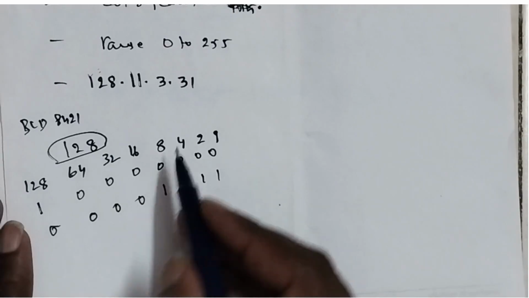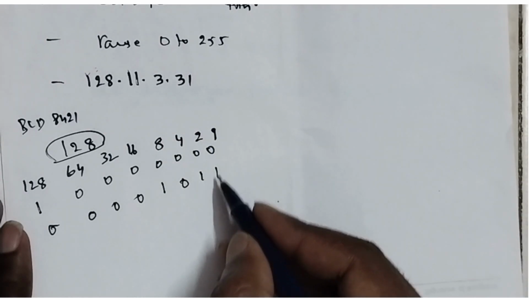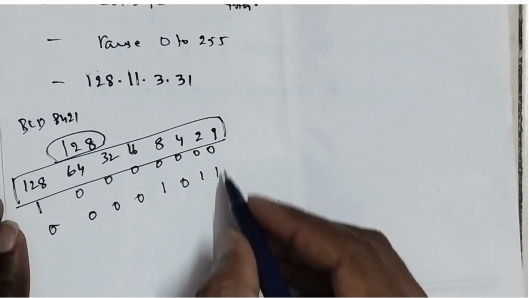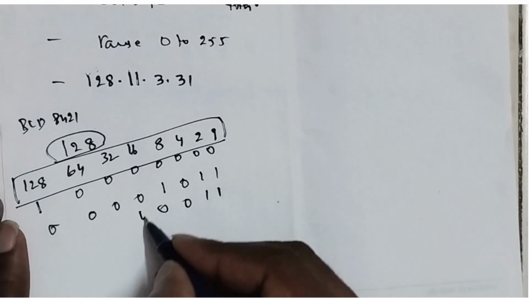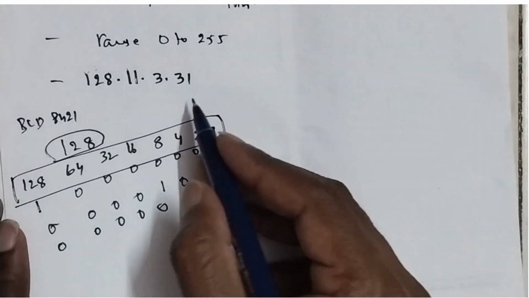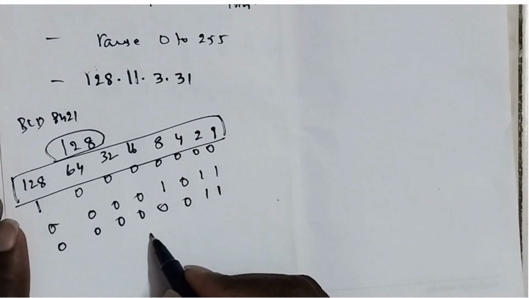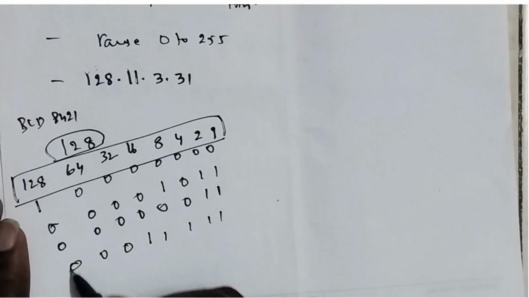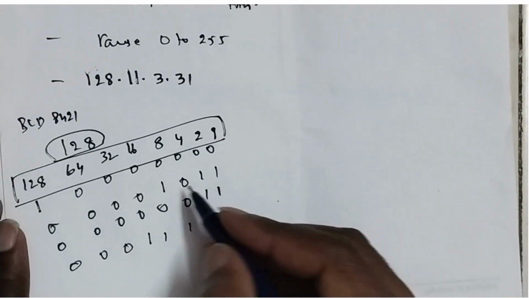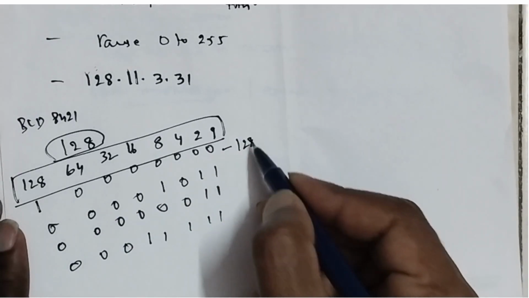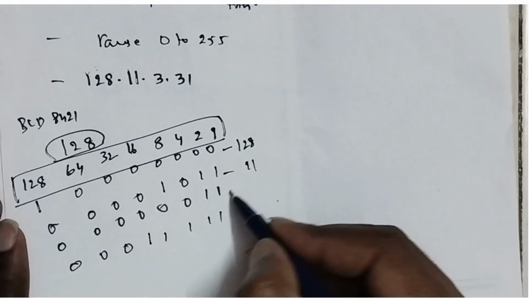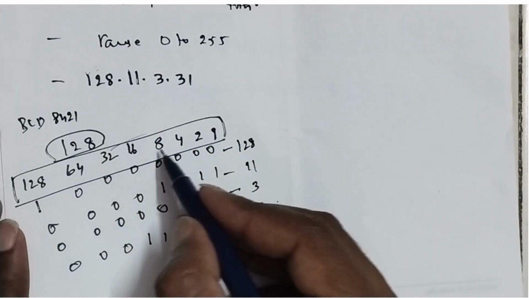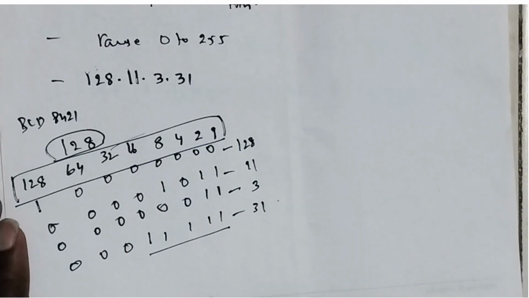And the last one is 3. For 3, we only use the lowest bits, 1, 1, and the remaining are all zeros. And 31 means I have to write 1, 1, 1, 1, 1, and the remaining are all zeros. If we calculate according to the bit positions, it is 128, it is 11, it is 3, it is 31, because you simply count the values at these positions.